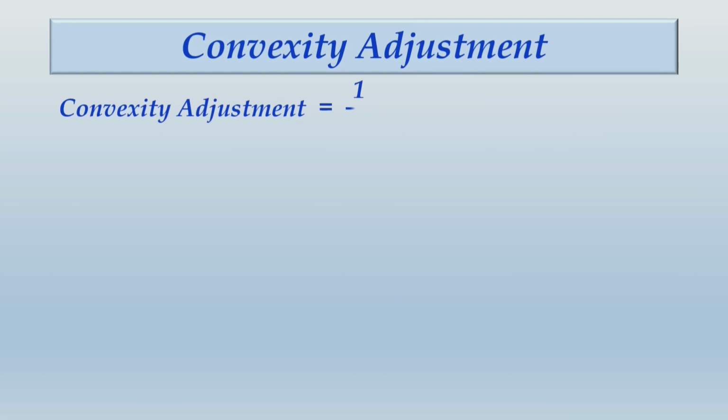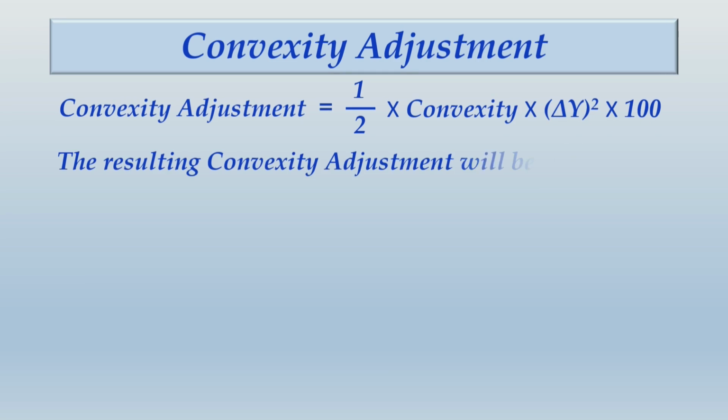The convexity adjustment can be done by taking half of the convexity that you have determined. So you have learned how to determine convexity. You take half of the convexity multiplied by delta y square. Delta y indicates the change in the yield curve squared and multiplied by 100. The resulting convexity adjustment will be in percentage because you have multiplied 100.